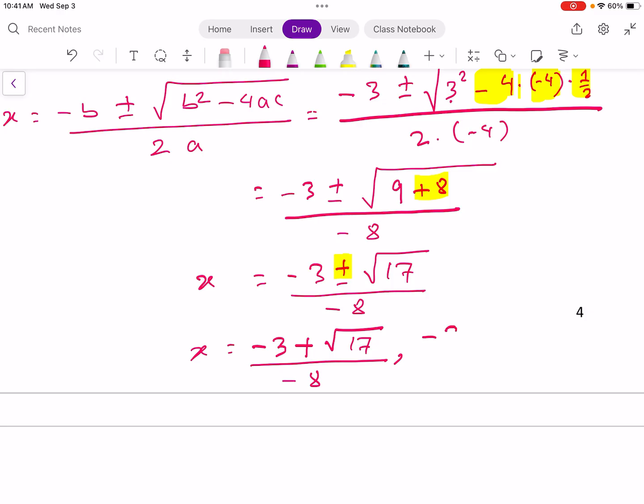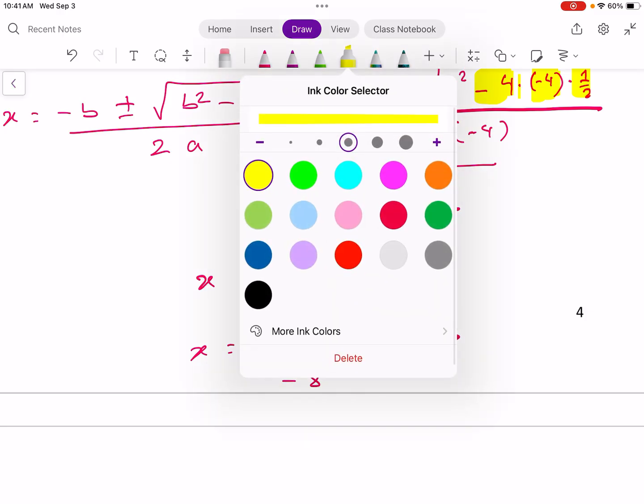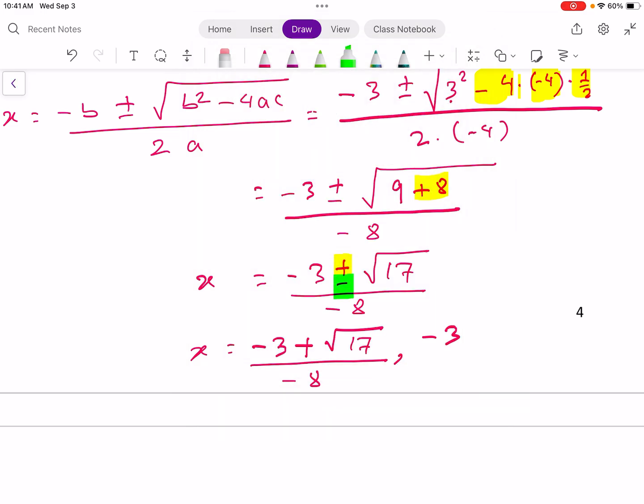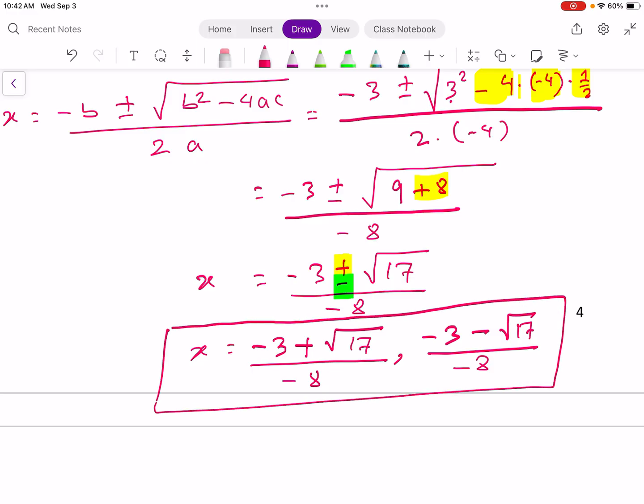For the second solution, instead of positive, you take negative, and everything remains the same. So negative 3, negative square root of 17, divided by negative 8. These two are the solutions for this quadratic equation. You can take positive first, or you can take negative first, but you are taking positive and negative one by one, and everything else remains the same. So this is how we can solve the quadratic equation using the quadratic formula.